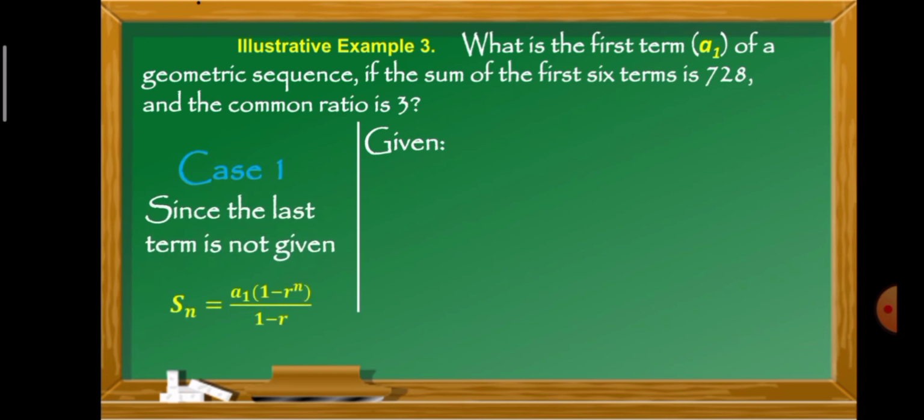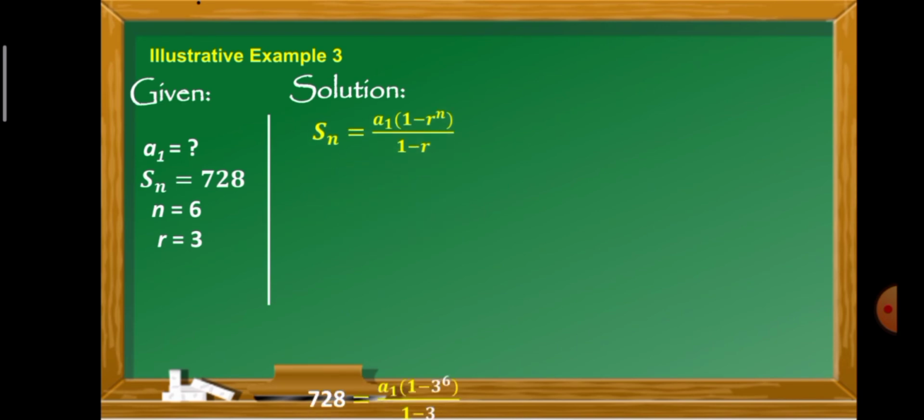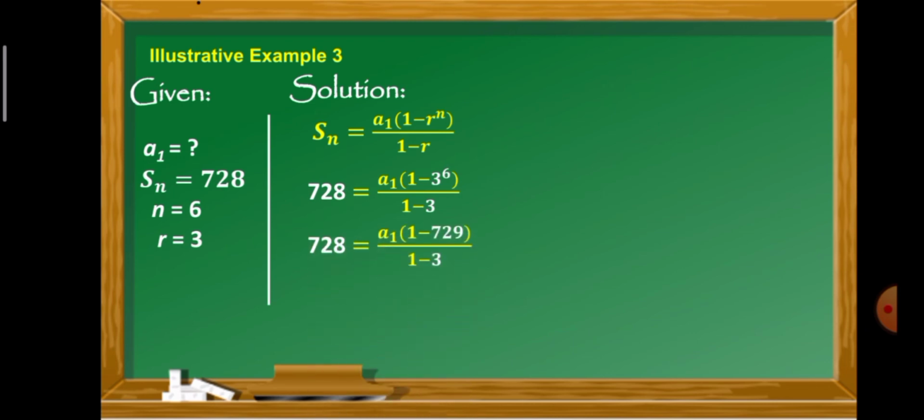Okay? So case number 1, since the last term is not given, so ayan formula natin. So, ang mga given, a sub 1, ayan ang nawawala. Ang n is equal to 6, r is equal to 3, at yung S sub n is equal to 728. Okay? So, solve natin. So, solution, copy the formula, then substitute all the given values. We have 728 is equal to a sub 1 times 1 minus 3 raised to 6 over 1 minus 3. And 3 raised to 6 is 729. And 1 minus 729 is negative 728.